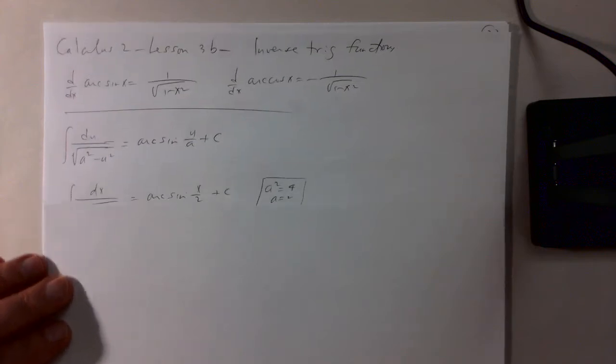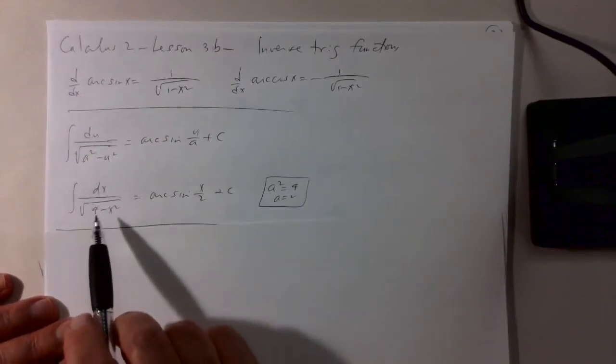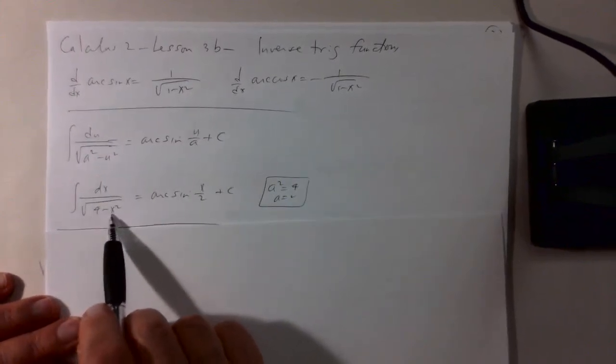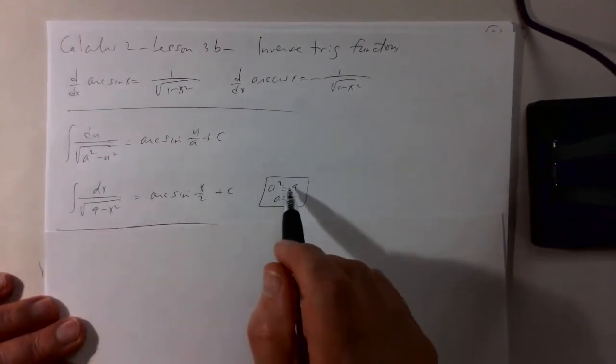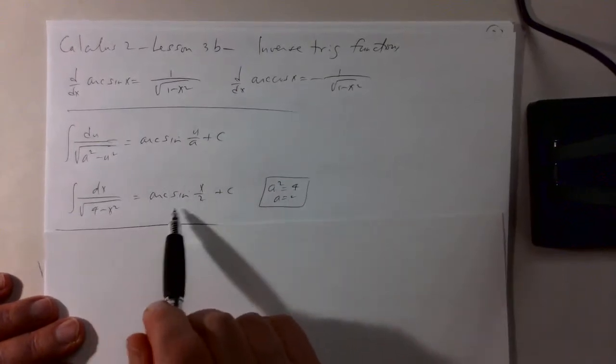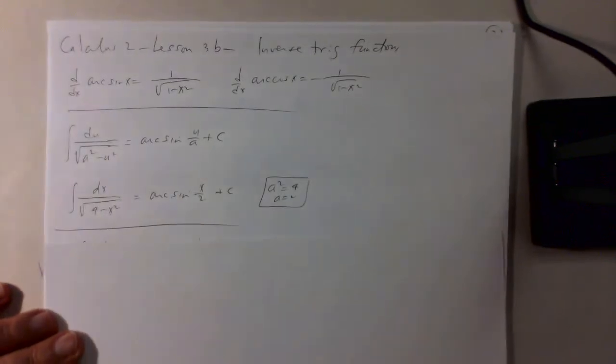So this is what leads to the arcsine. And here's an example. If you take the integral of 1 over the square root of 4 minus x squared, a squared is 4, a is 2. So this is just arcsine of x over 2 plus c. That's pretty easy.